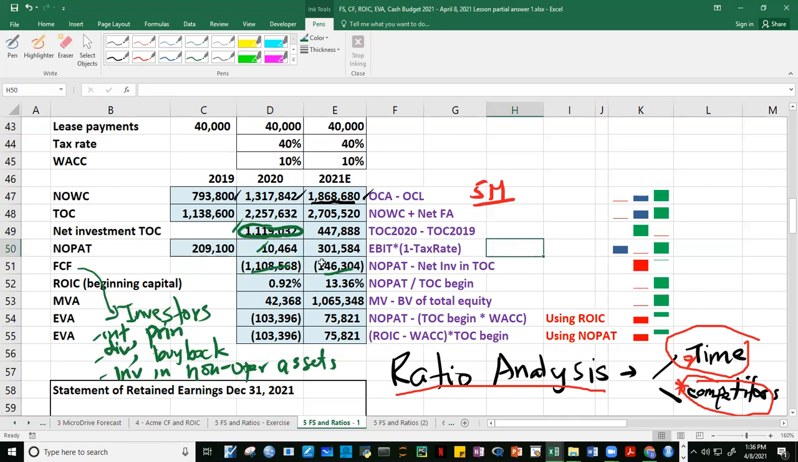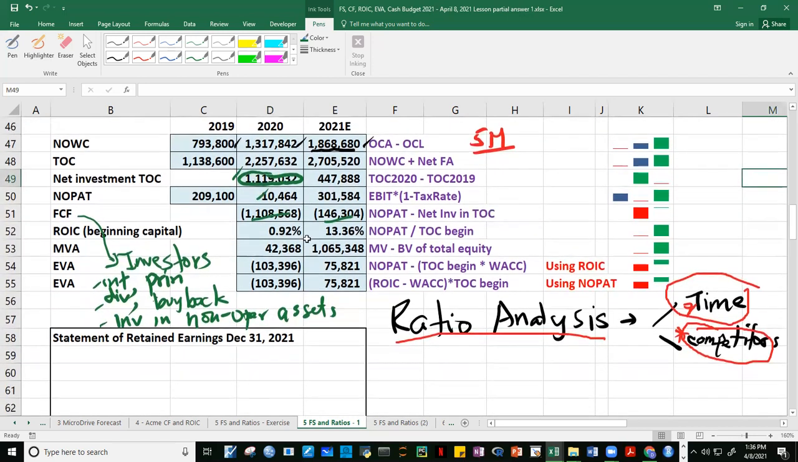So dito mas mababa yung negative free cash flow. You're starting with a relatively higher NOPAT. Yun nga lang, mas mababa yung TOC niya, investment in TOC compared to 2020. So in a sense, mas maganda nga yung investment in TOC sa 2020 as compared to 2021. Okay? All right, next, ROIC.